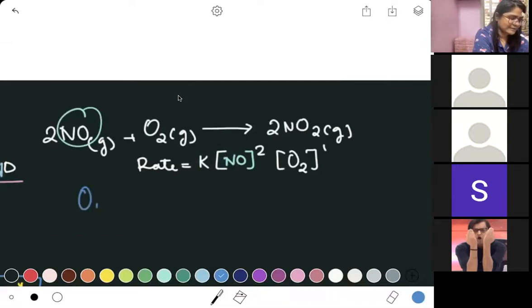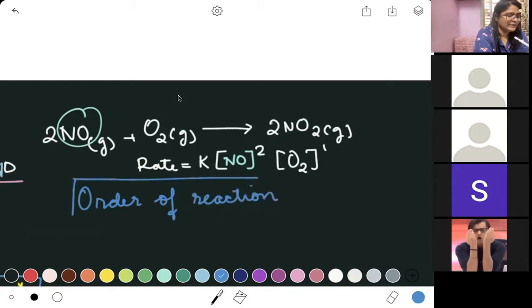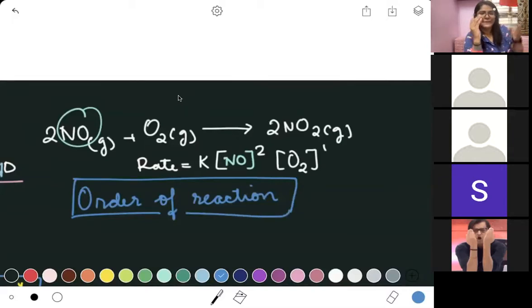Okay, so I'm going to write this over here. Order of reaction. Now, it is not what it sounds like. Order of reaction does not mean whether my reaction 1 took place first or my reaction 2 took place first. No, the order of reaction is basically the sum of the powers of the concentrations of the reactants.